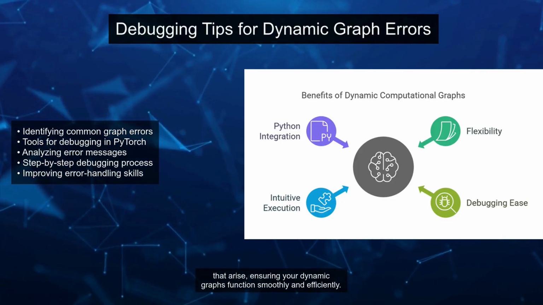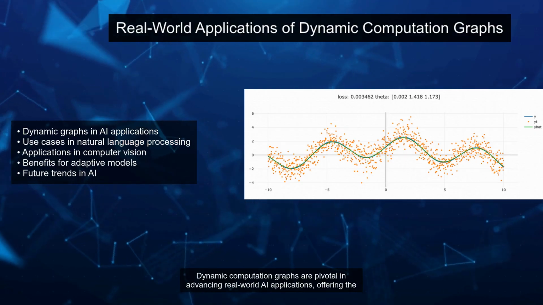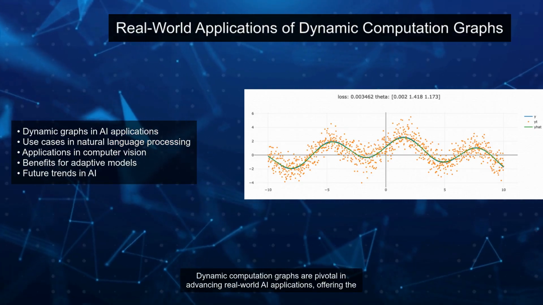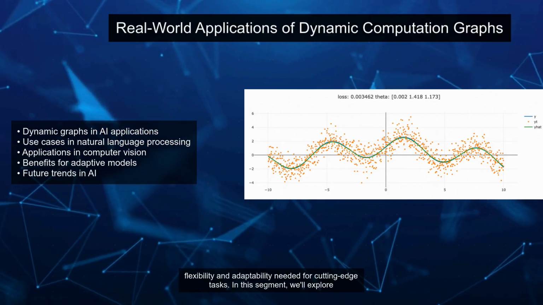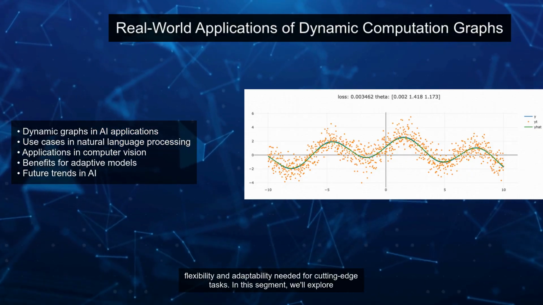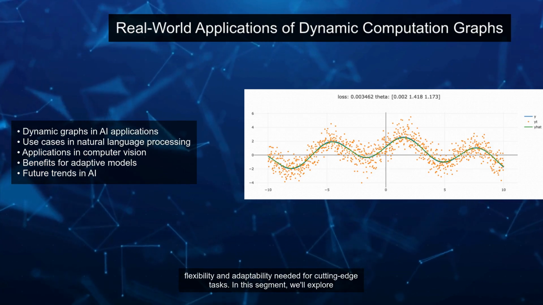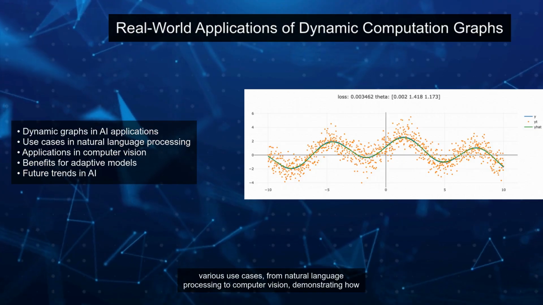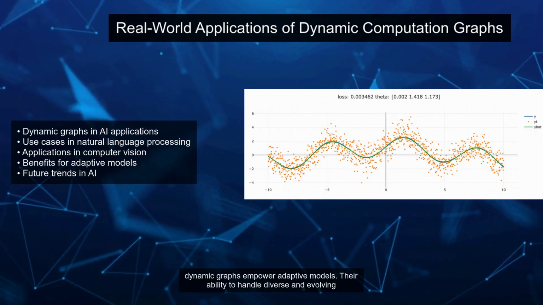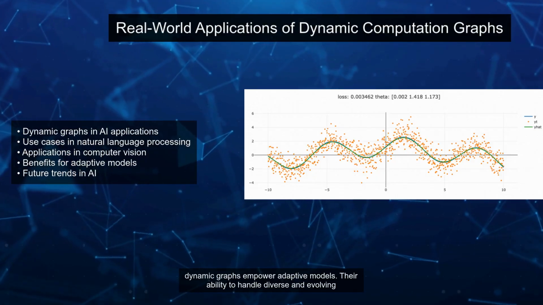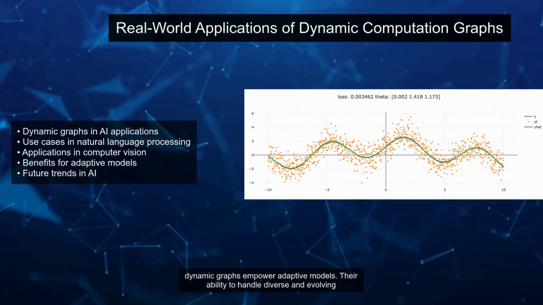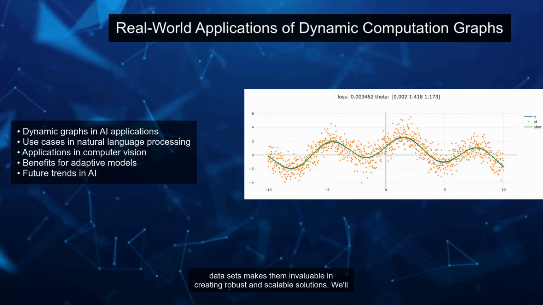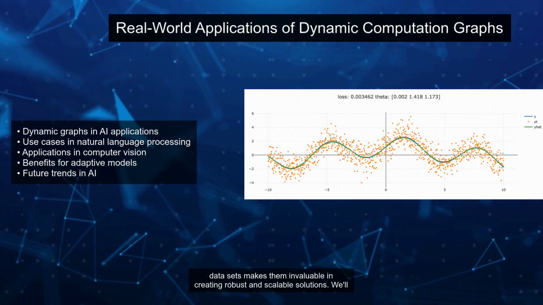Dynamic computation graphs are pivotal in advancing real-world AI applications, offering the flexibility and adaptability needed for cutting-edge tasks. In this segment, we'll explore various use cases, from natural language processing to computer vision, demonstrating how dynamic graphs empower adaptive models. Their ability to handle diverse and evolving data sets makes them invaluable in creating robust and scalable solutions.